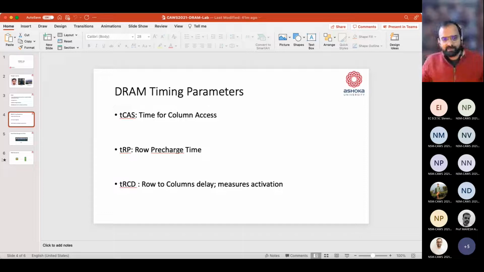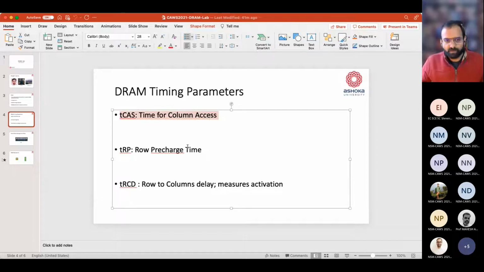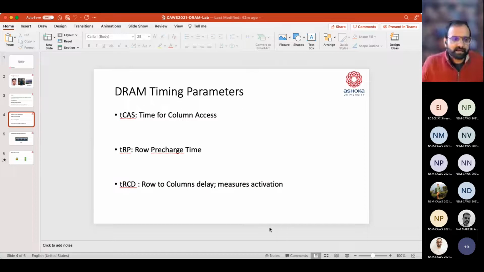So at a very high level, there are three main timing parameters that are important to DRAM. One is the column access time. The other one is the row precharge time, and the third one is the RCD, which is row to column delay. There are a whole bunch of other timing parameters as well, but from an architectural modeling perspective these are some of the most important ones, even to get a very basic model of DRAM up and running.